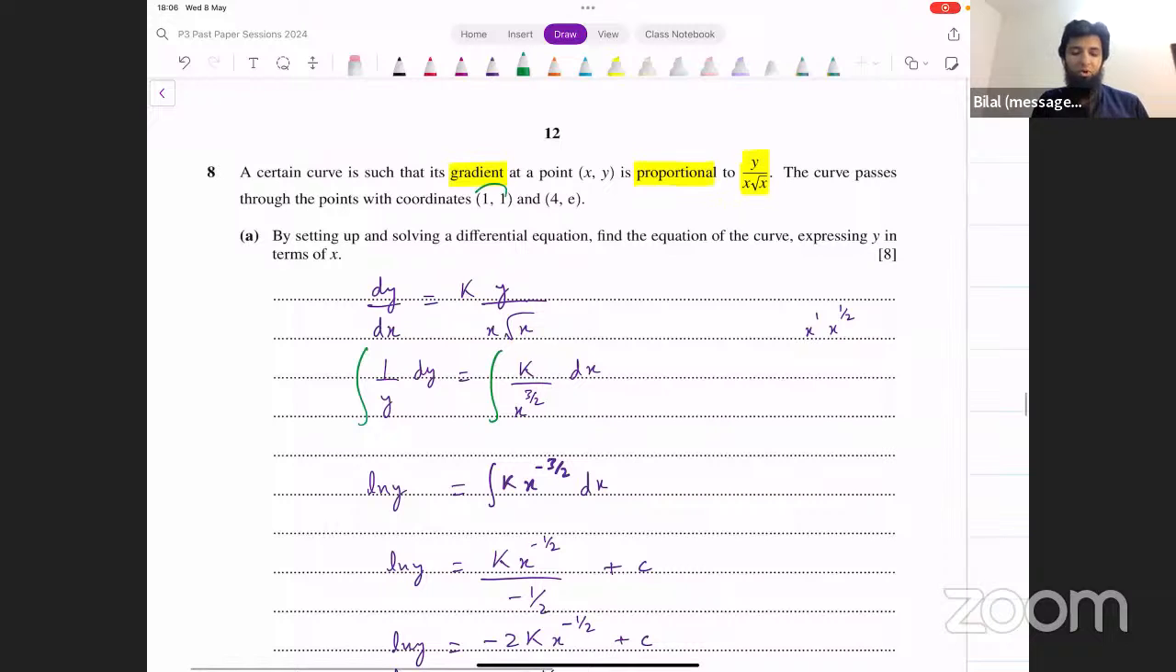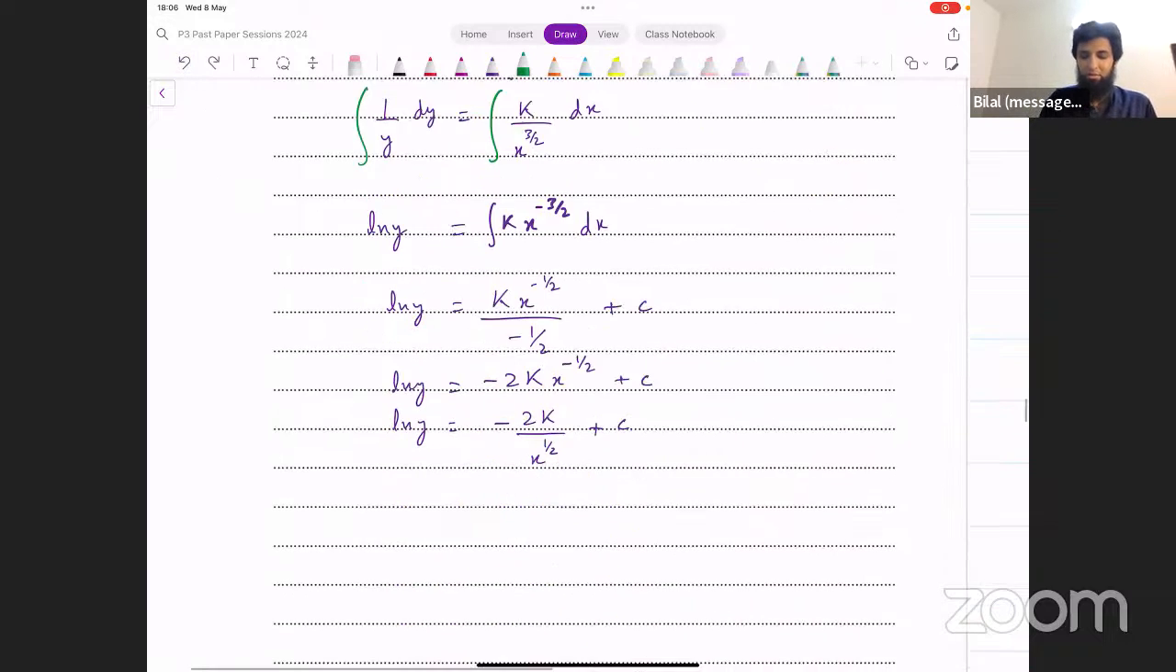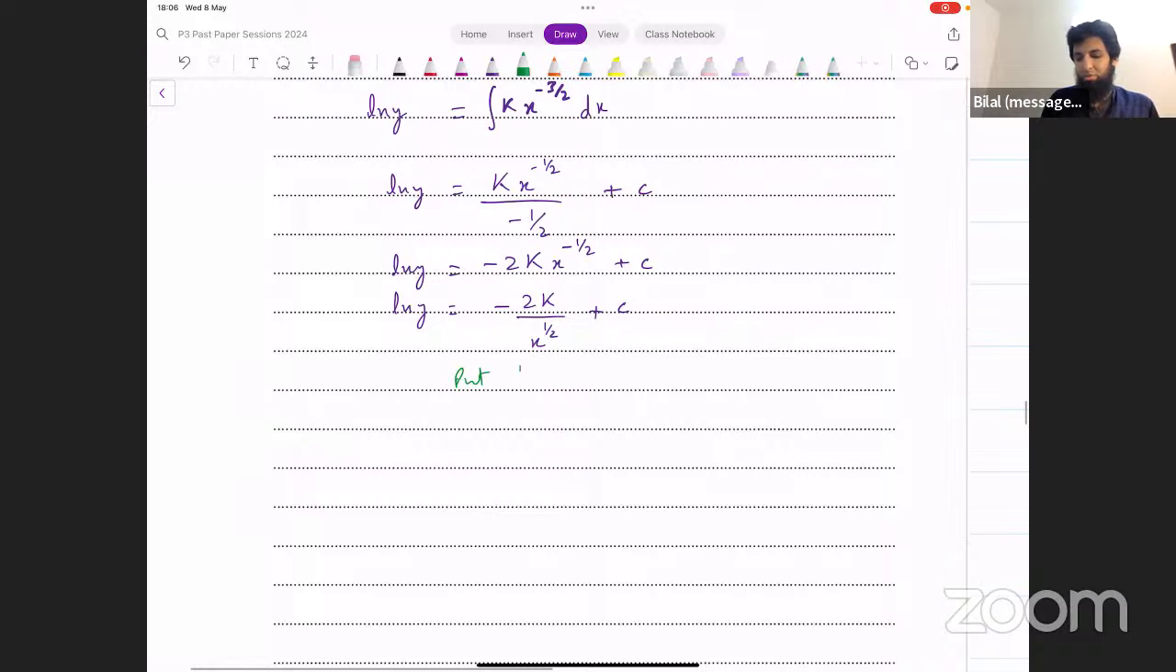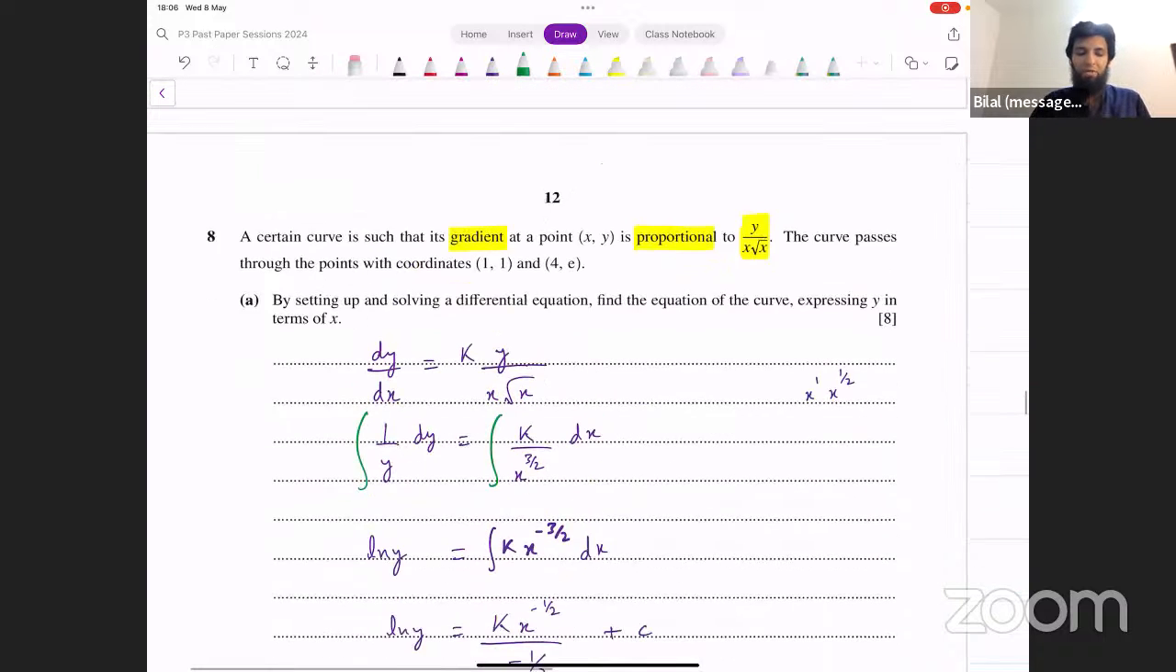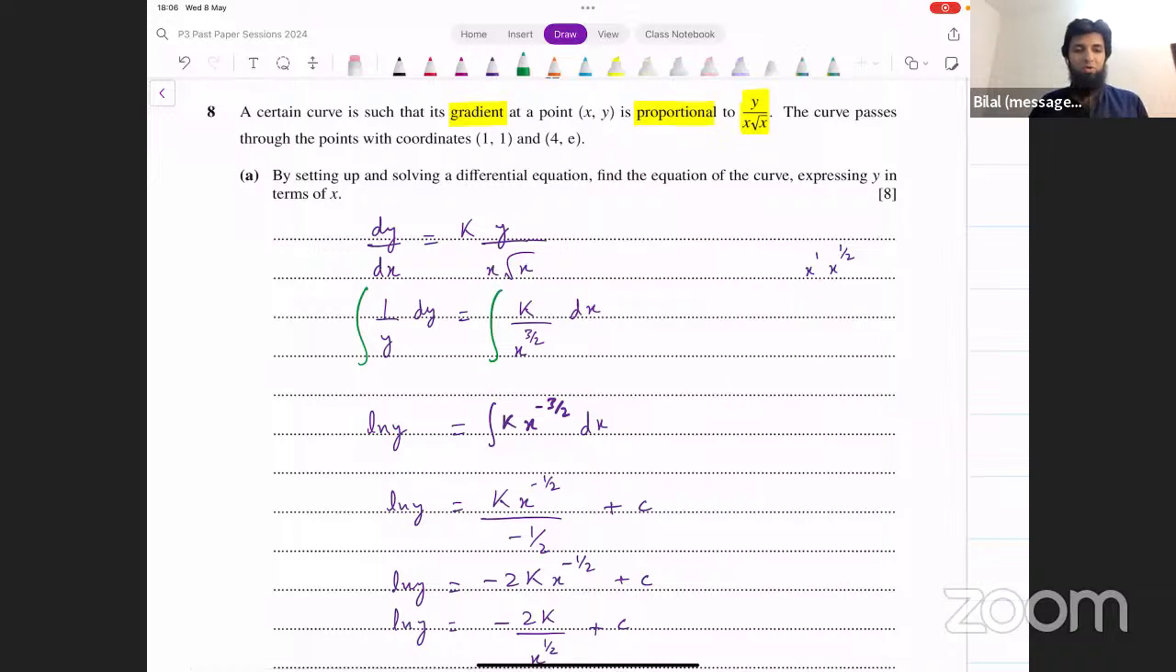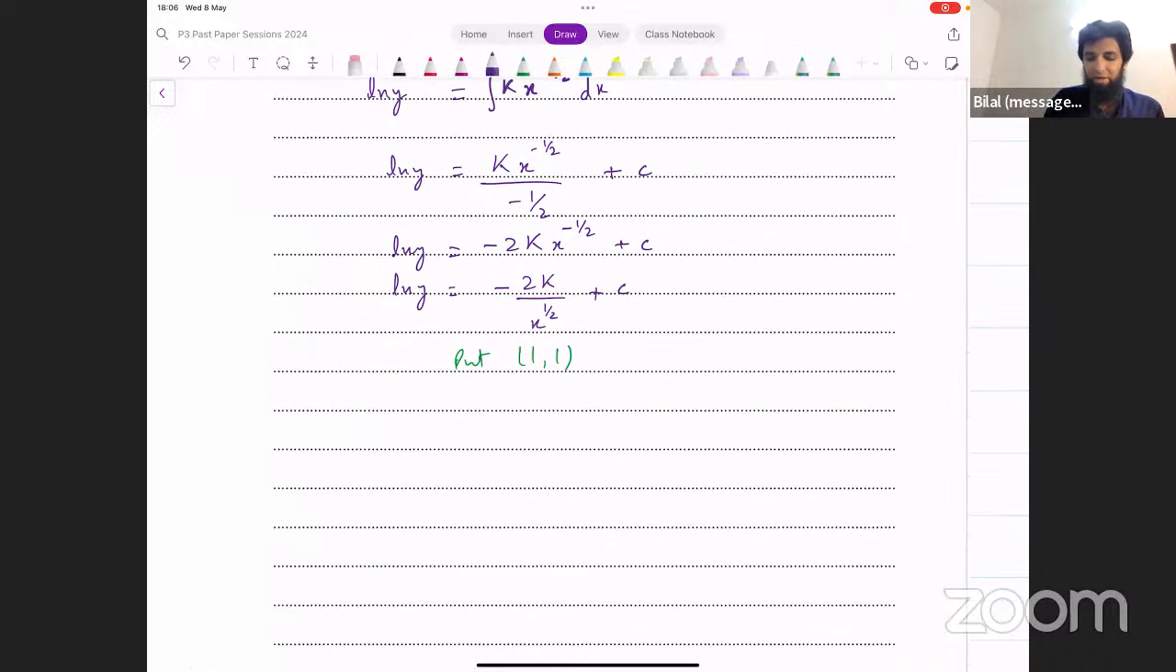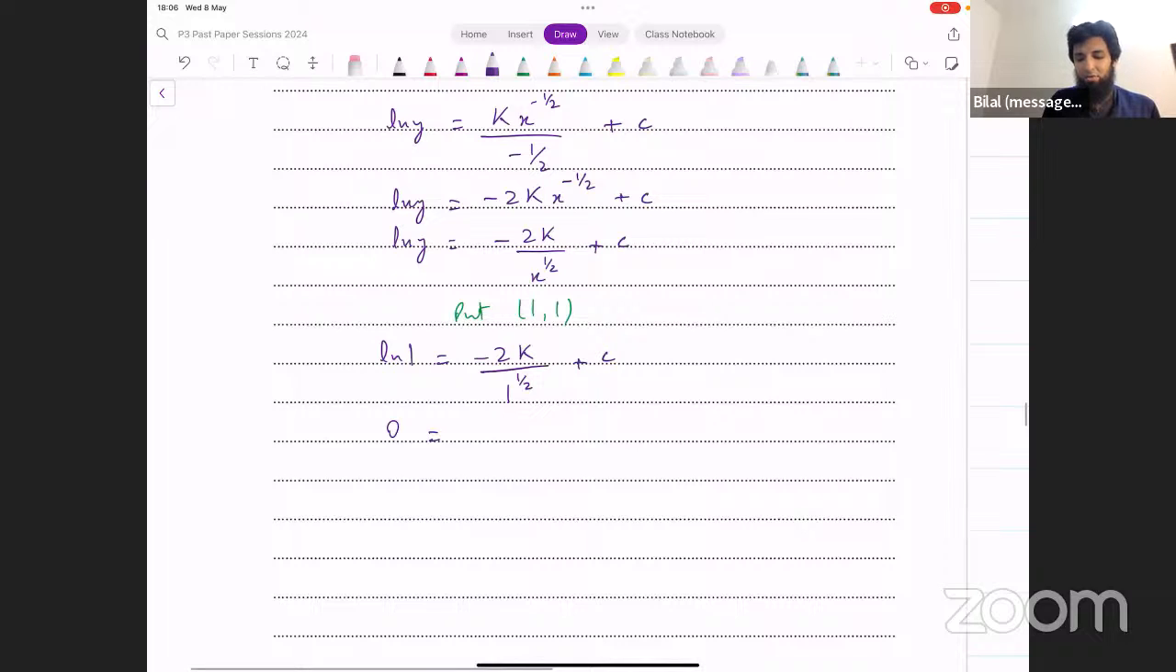Now let's input these points. 1, 1 is one point that we're given. We can input that in this equation. 1, 1 means when x is 1, y is supposed to be 1. What do we get from that? We get ln of 1 equal to minus 2 times k divided by 1 raised to the power 1 over 2 plus c. ln 1 is 0. On the right side, we've got minus 2k plus c. We get one equation in terms of c and k, that is c equals 2k.